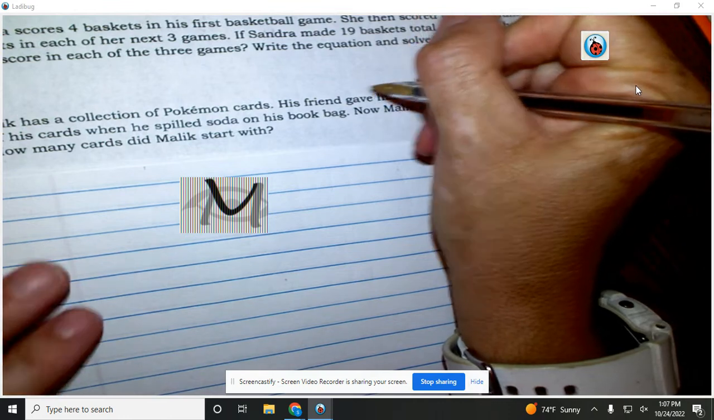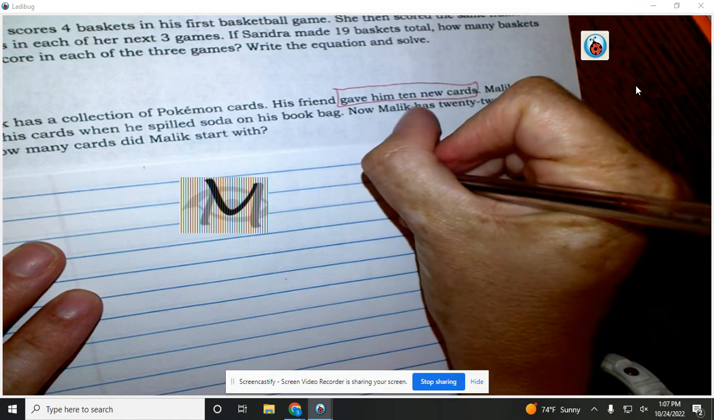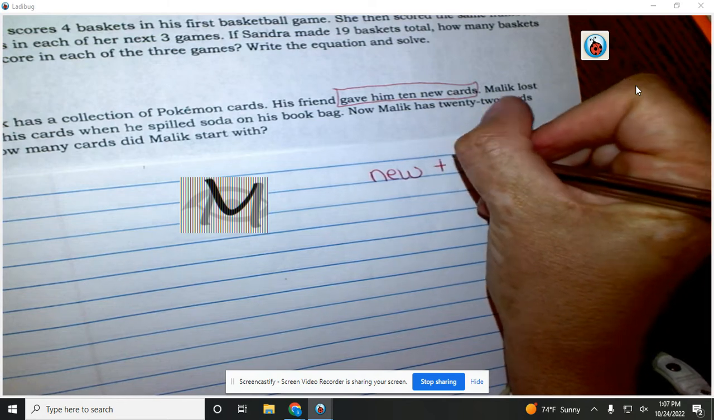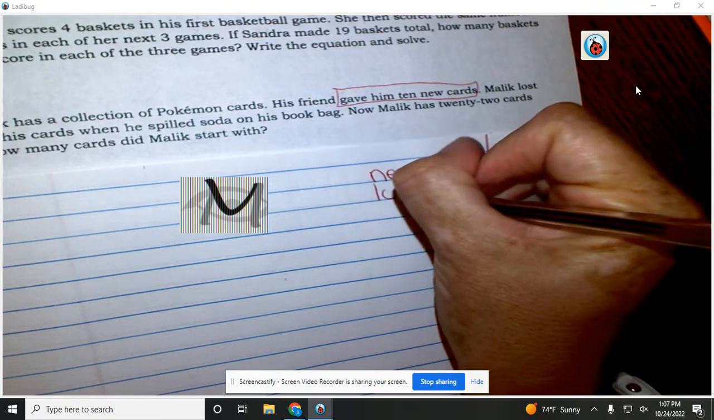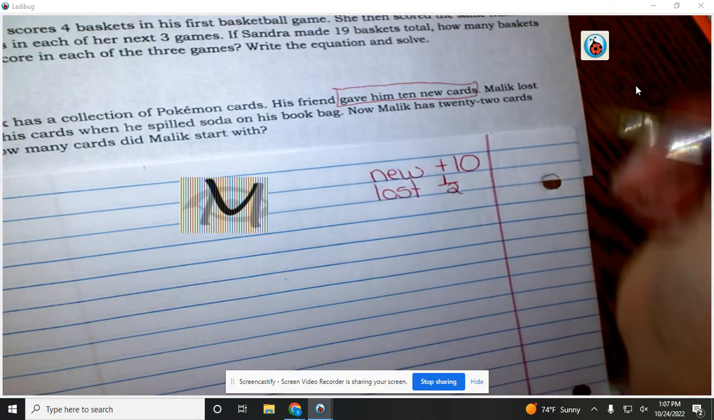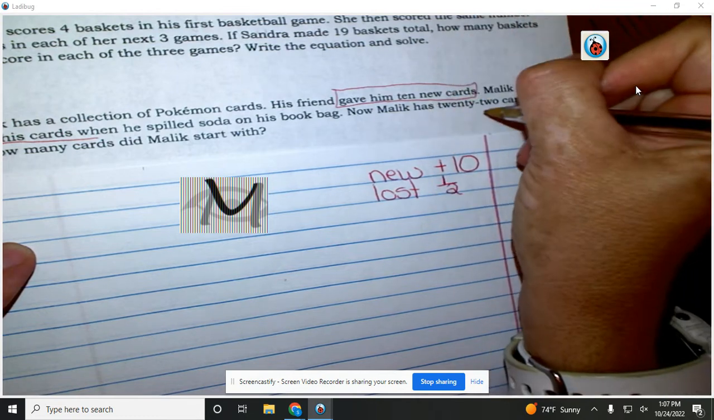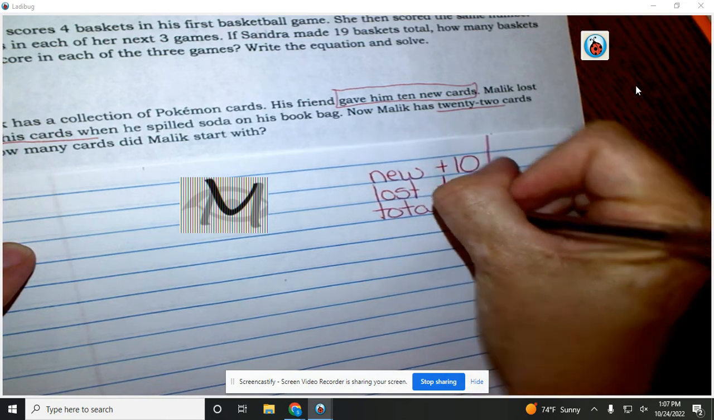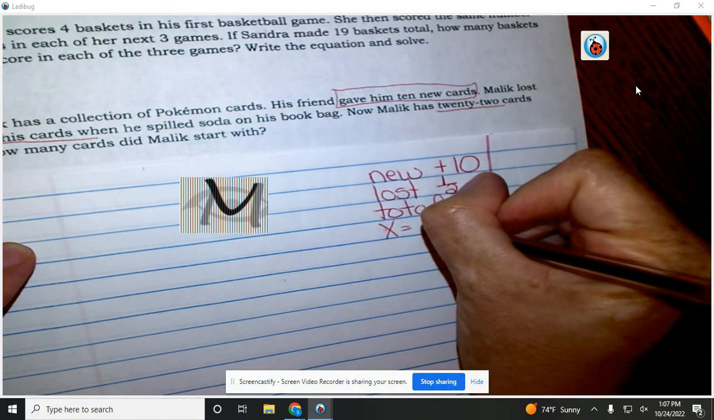So his friends gave him 10 cards. So over here, I'm probably going to put new cards or gave. And because he's receiving it, it's going to be a plus 10. Now we know that he lost half of everything that he has. So he lost 1/2. Okay, and then half of his cards is what he lost. Now he has 22 cards. So the total is 22. And we're looking for x equals the starting amount.